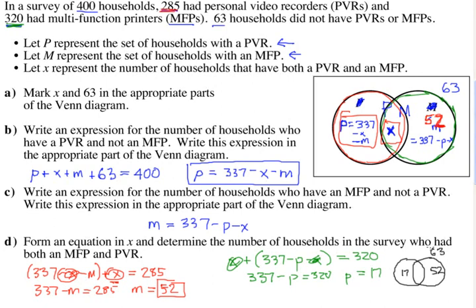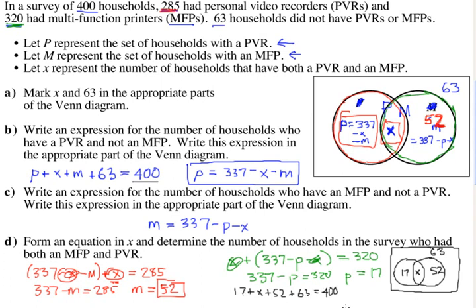Here's our improved Venn diagram. We have 17. We still have x in the middle, 52 on the right, and 63 on the outside. How do we find x? Well, we know that we have to have a grand total of 400 households. So we can write one last expression, 17 plus x plus 52 plus 63 has to make 400.